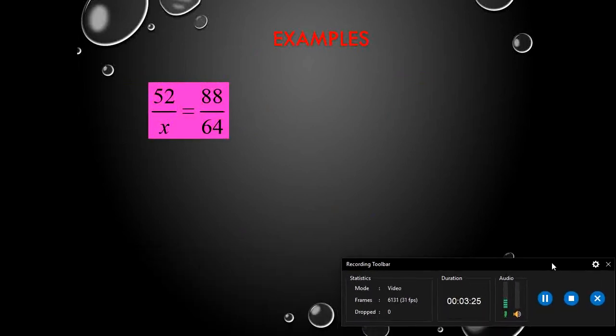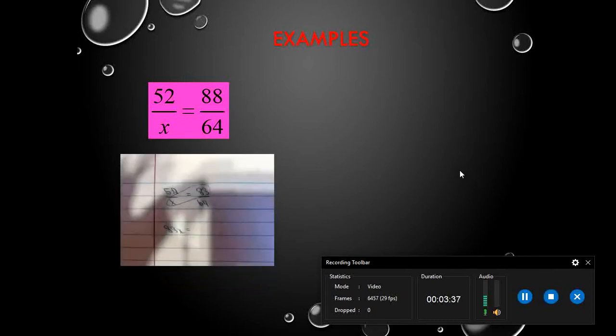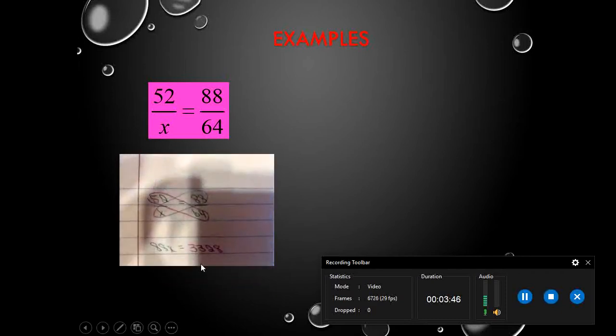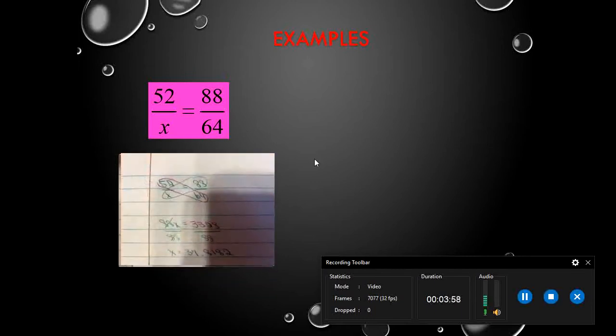So let's start with our first example. We have a variable in the denominator. When I cross multiply, I usually draw my butterfly wings around the variable section first. So we're going to multiply 88 times x, and obviously that'll give us 88x. And then I'm going to cross multiply 52 times 64, and that will give us 3,328. At this point, this is a simple equation that you can solve. We're going to divide both sides by 88. And we get a value for x.